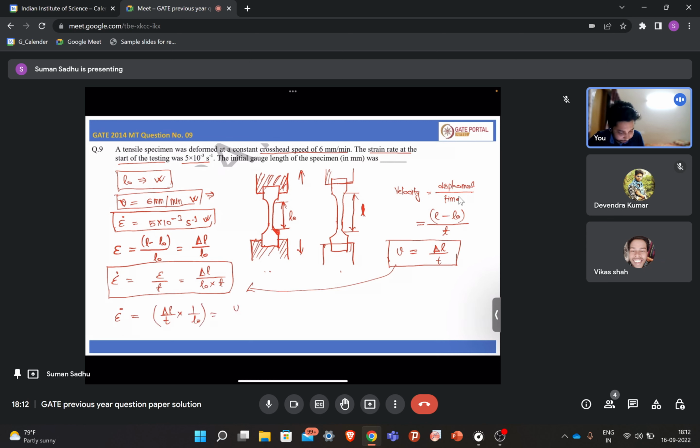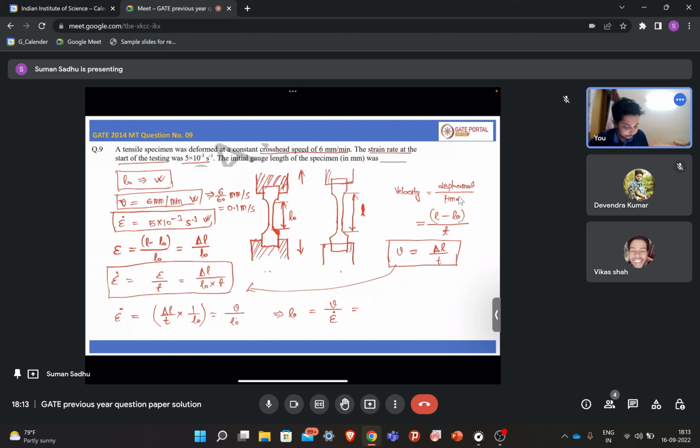Delta L by T is basically V by L naught, right? So now from this equation we can calculate L naught is equal to V by epsilon dot. Now everything is given to us. V we know, but it is in the unit of 6 millimeter per minute. So we have to convert it into per second. So what will it be? It will be 6 by 60 millimeter per second, right? So it will be 0.1 millimeter per second.